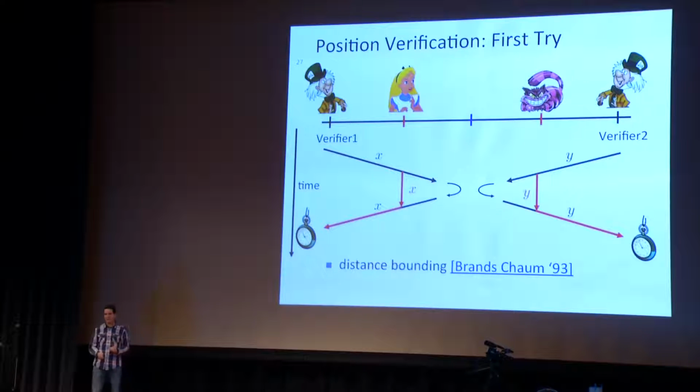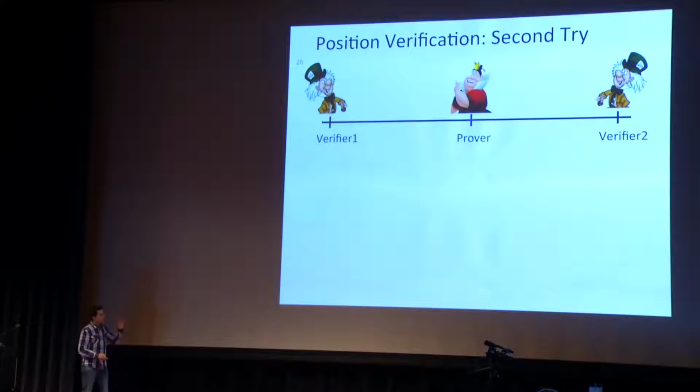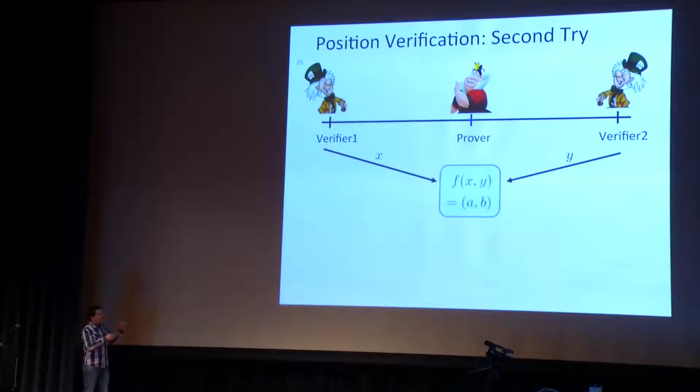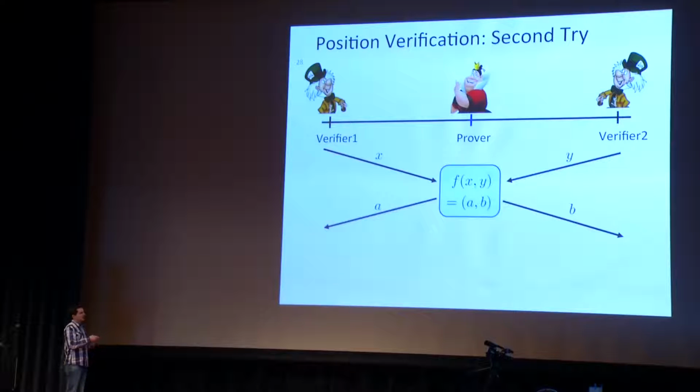It doesn't work. Let's have a second try, something more clever. Let's send this x and y, still classical inputs, so that they arrive at the same time at the prover. And let the prover compute some function on these inputs. Let's say the prover is supposed to check whether x equals y. Let's say a is equal to b, and it's equal to the bit that says whether x is equal to y or not. But it can be an arbitrary function that is easy to compute.